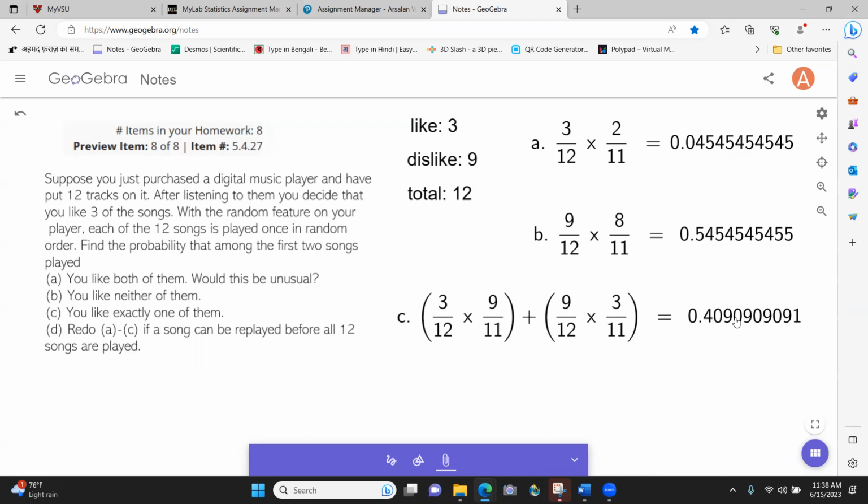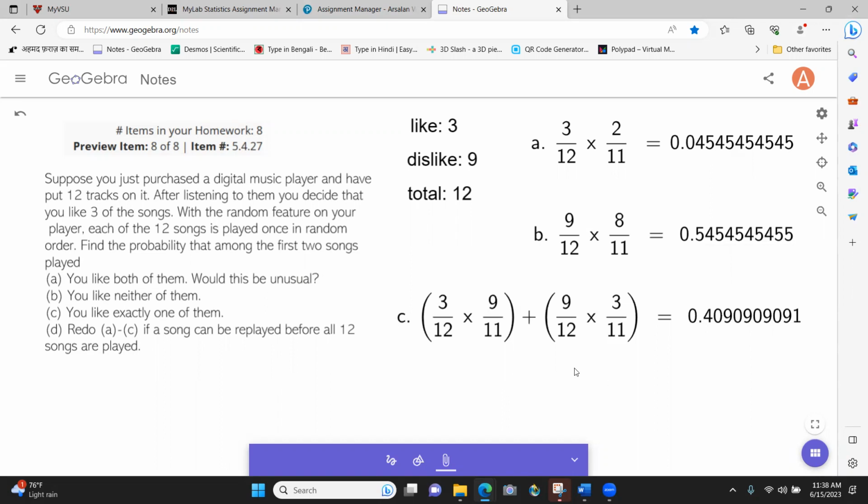Now, very carefully, I am going to do the same thing all over again in part D with this new condition: if a song can be replayed before all 12 songs are played. What does that mean? What does part D mean? That simply means you heard your first favorite song, but there's a likelihood it can be played again. The computer or your MP3 player won't take into account. So repetition is allowed. They can randomly pick the first one and then they can pick the first one again if they want to.